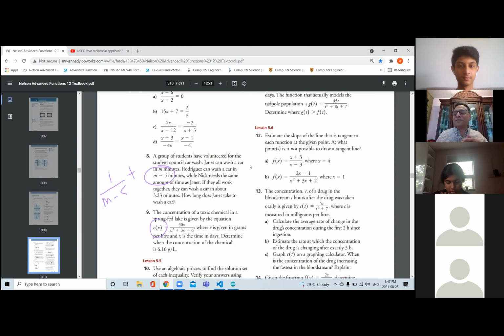Correct? Slower means fewer cars. So m minus 1 will do more. So 1 divided by (m minus 1) is the number of cars washed in an hour. So you will see how much unit of job is being done and then equate the total time taken, which is 3.23.